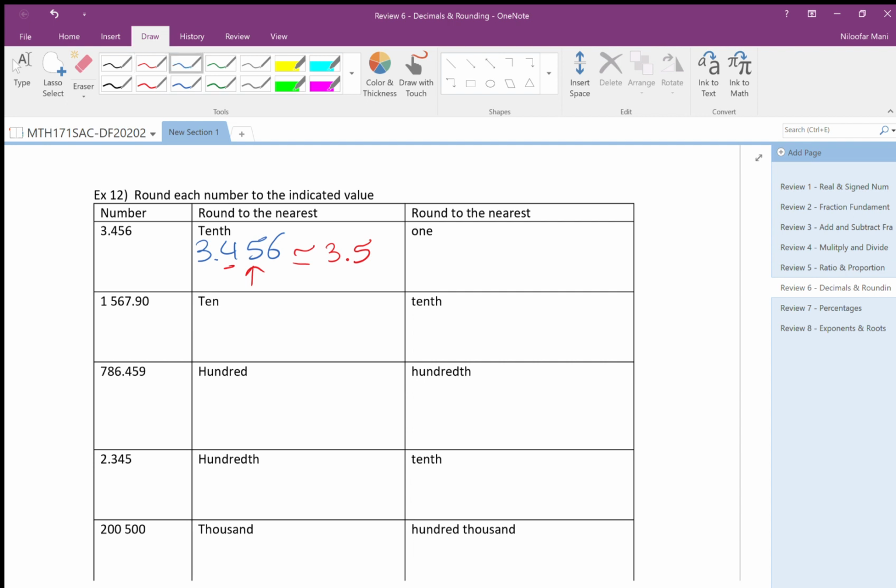How about this? 3.456. I underline that, check that. So I almost do 3 because it's 4 after. I don't change. So I either don't change or I move up. 1,567.9010. I underline that, check that. It is almost 1,567.70.